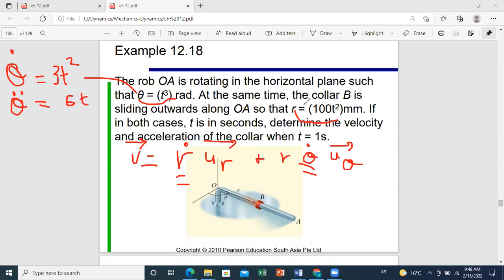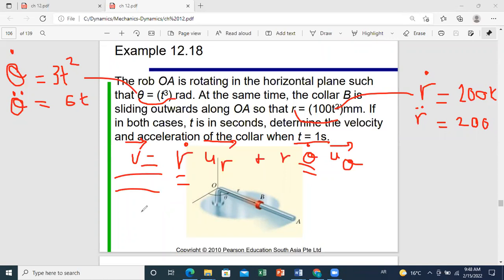I will do the same for r. I will get r dot and r dot dot because I will need them for acceleration. So r dot is 200t and r dot dot is... okay. And now I just replace for t equal 1 second. I determine what are theta dot, theta dot dot, r dot, and r dot dot. And then I can replace in my equation to get the velocity.